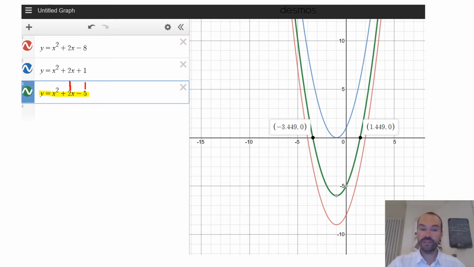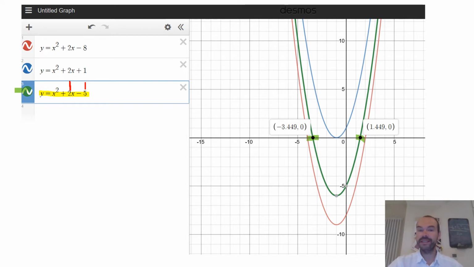But when I plotted it on the graph, so this is the green one, the green line there between the red and the blue one, quite clearly, it does cut the x-axis. So the equation x squared plus 2x take 5 does have solutions. Even though it doesn't factorize, it does have solutions.